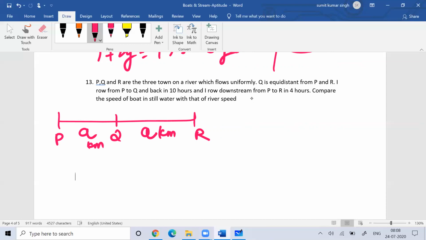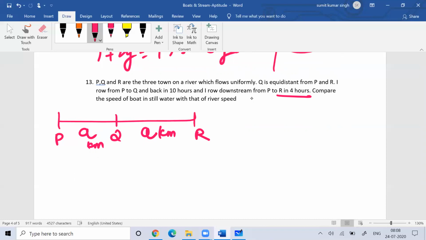So Q is equidistant. I row from P to Q and back in 10 hours, means upstream plus downstream. Okay, a upstream plus a downstream is 10 hours, and complete downstream means from P to R in 4 hours. So P to R in 4 hours means two times downstream.